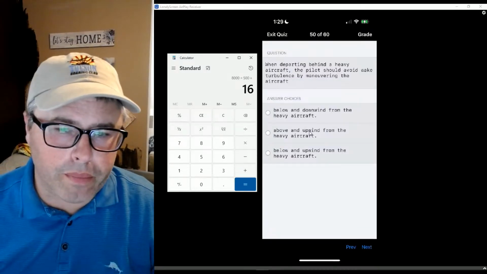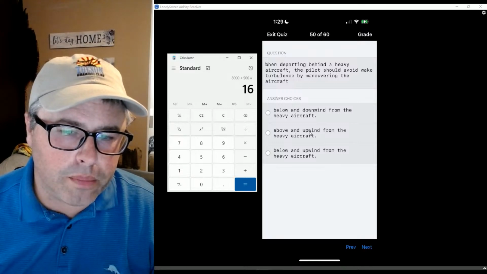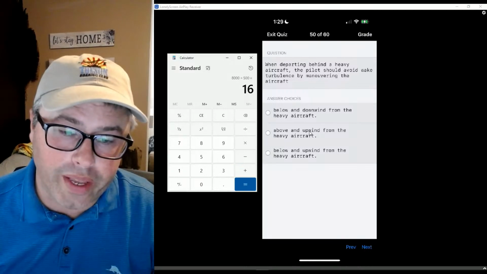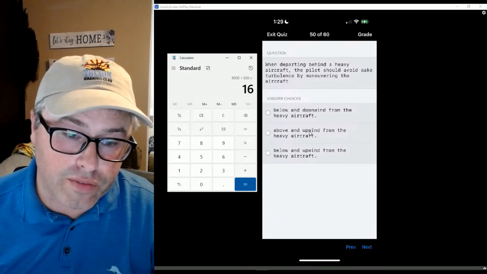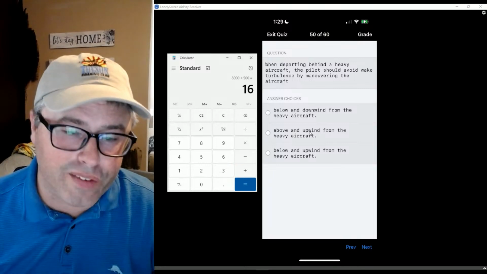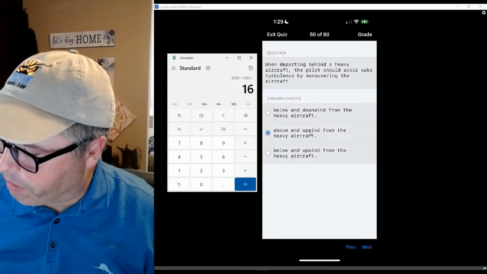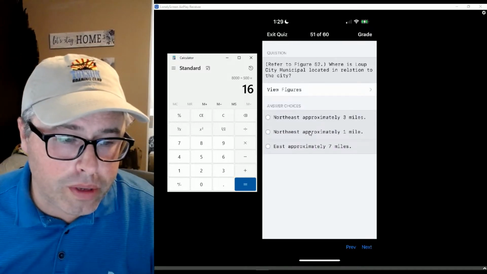When departing behind a heavy aircraft, the pilot should avoid wake turbulence by maneuvering the aircraft. We already talked about this. Above and upwind. Below and downwind? No, that's dangerous. Above and upwind? Yes, that's safe. Below and upwind? No, do not ever go below the heavy aircraft. Always go above.